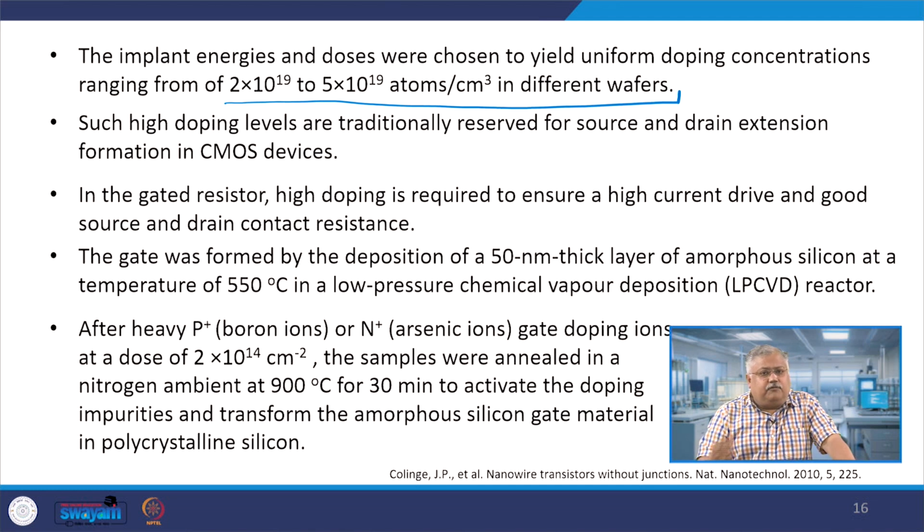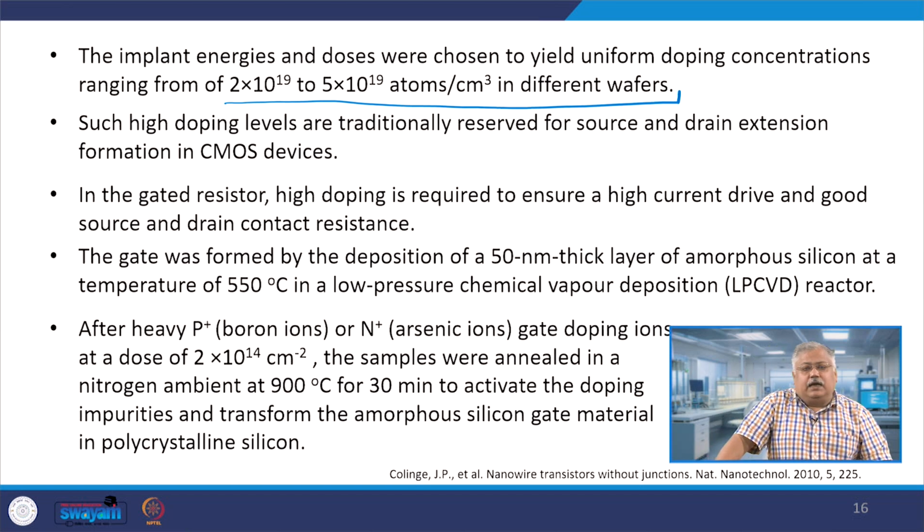The gate is generally formed by using a 15 nanometer thick layer of amorphous silicon at a temperature of about 550 degrees centigrade using a low pressure CVD reactor. After that, P plus and N plus gate dopant ions with a dose of 2 into 10 to the power 14 per centimeter cube are implanted, and then it is annealed in a nitrogen ambient at 900 degrees centigrade.